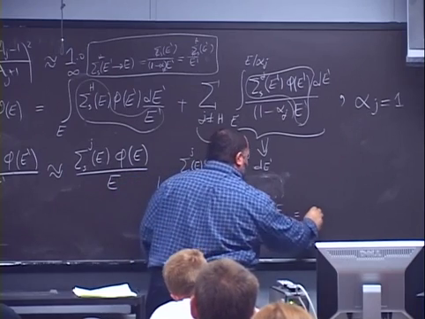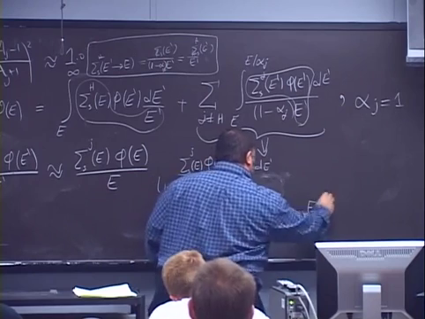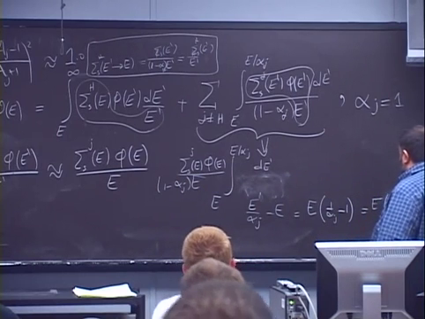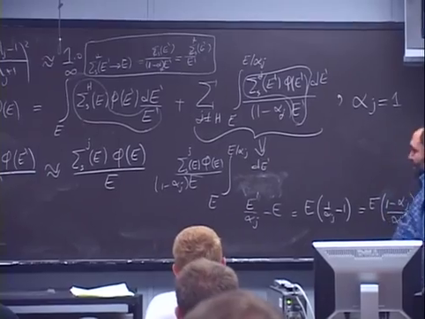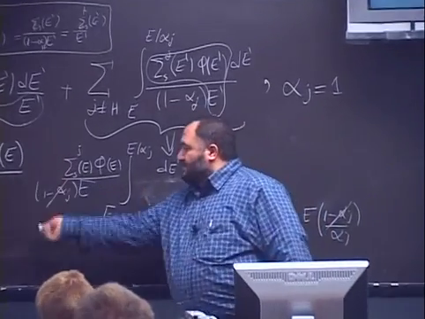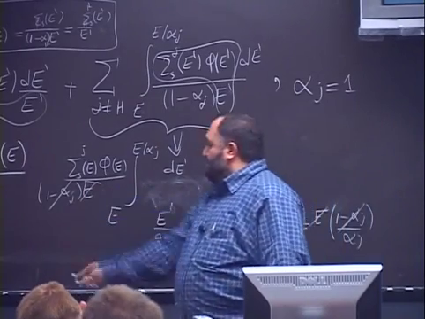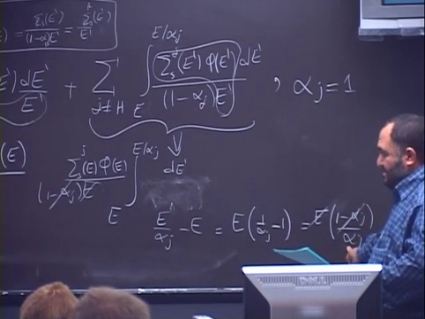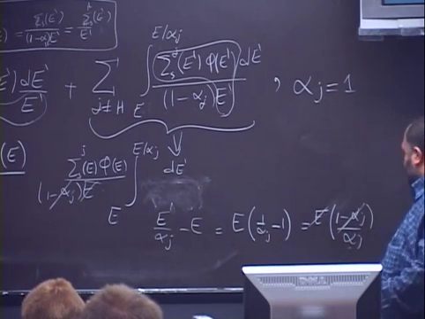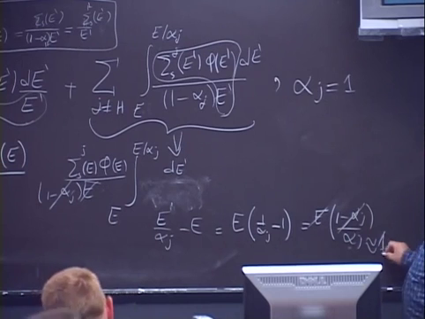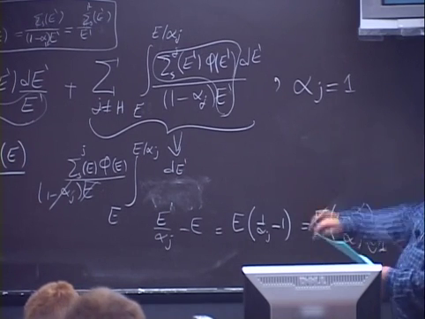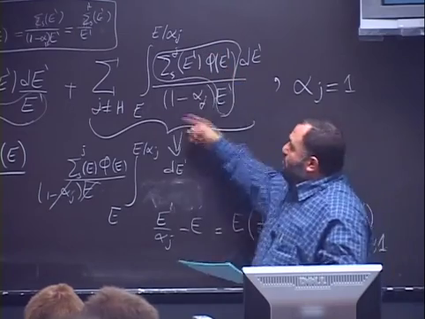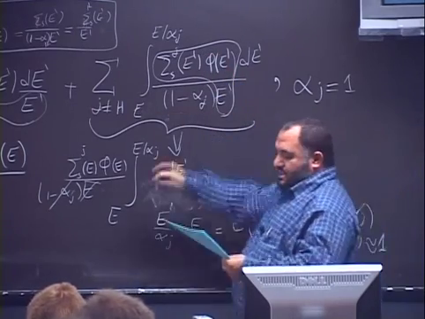So this will give you E multiplied by 1 over alpha J minus 1, and this will give you E multiplied by 1 minus alpha J divided by alpha J. But alpha J will cancel with alpha J, and E will cancel with E, and you will end up with sigma scattering of E, phi of E over alpha J. And alpha J, I said, is nearly 1. So I will have sigma scattering over J. So you will substitute this term.